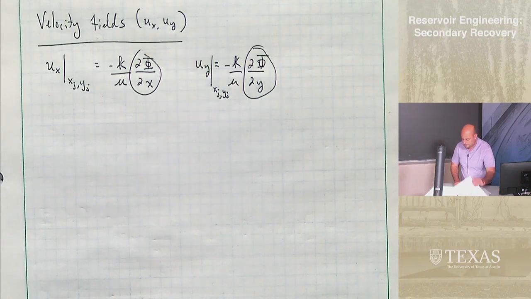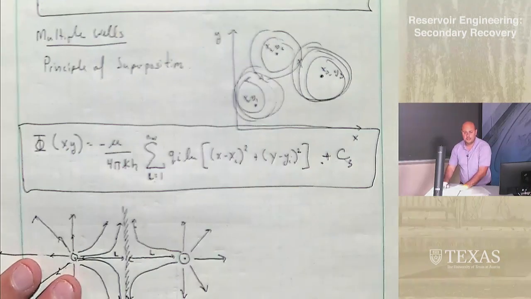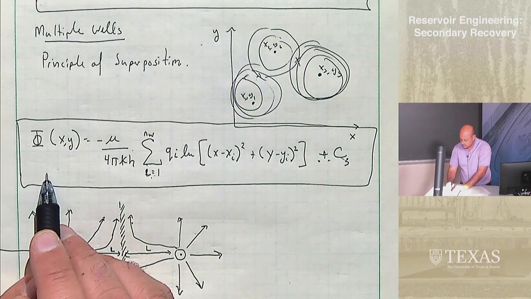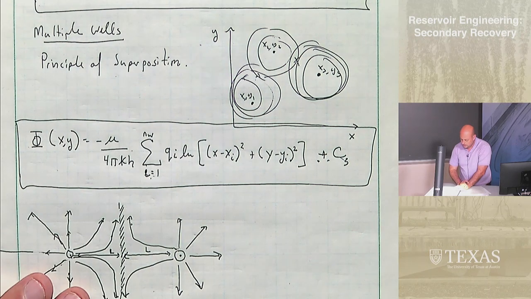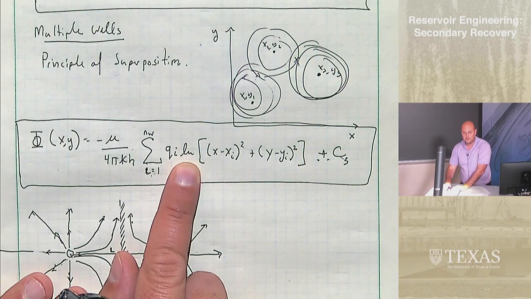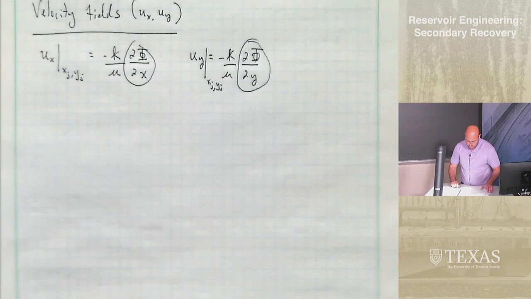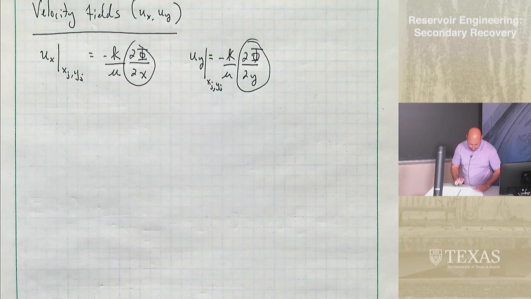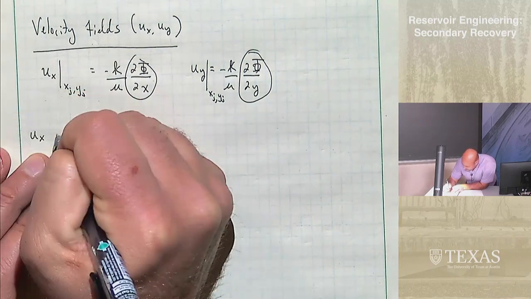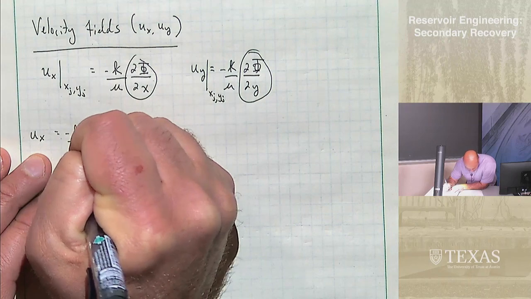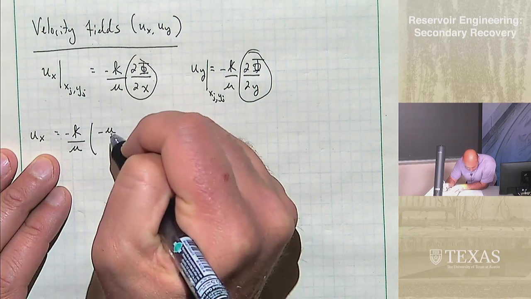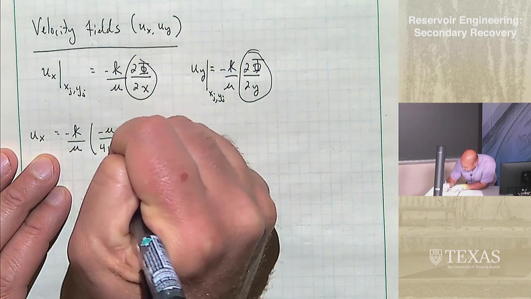And what we need to do is we need to take the derivative of this equation with respect to x. Okay, that looks complicated, but this is a constant. Qi is a constant. And really what you need to do is you need to take the derivative of ln, which isn't so bad. And so then I can say that u of x is equal to minus k over mu times, you're going to have that coefficient, that mu over 4 pi kh.